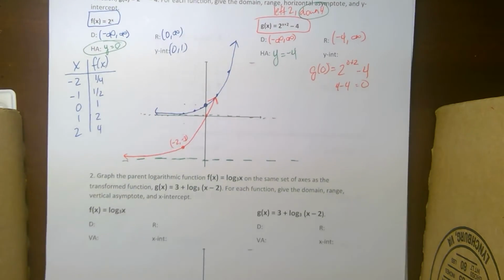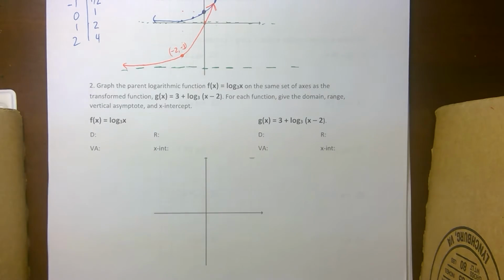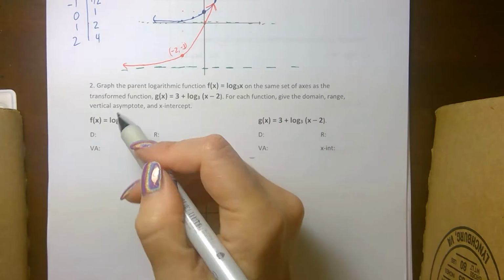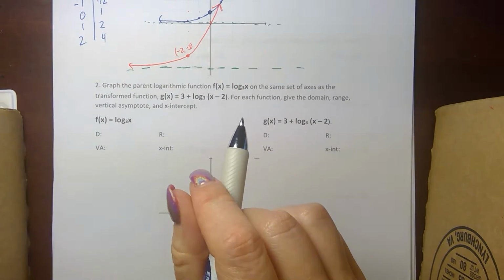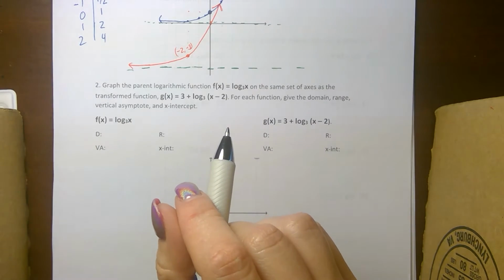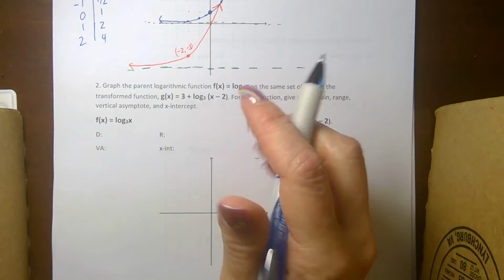Okay, now let's think about logarithmic functions. We've got two logarithmic functions to graph, a parent function base 3 and a transformed function also base 3. We're going to start with the parent log function. The easiest way to graph a log function is to think about the exponential function that would give you those values and then switch them.